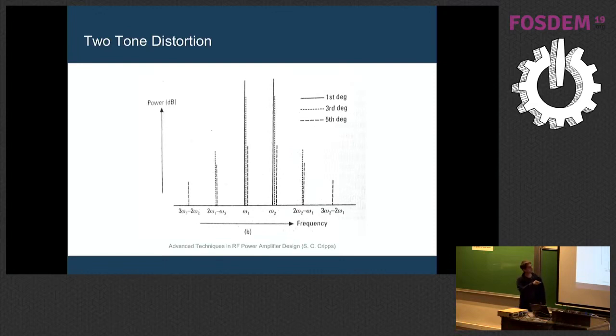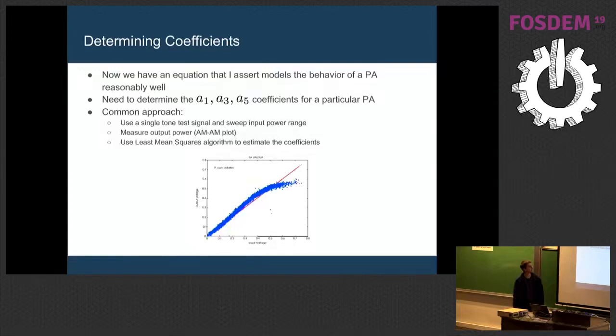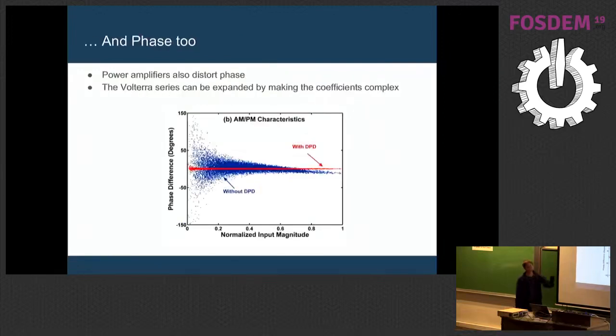And also, if you have something like this, you can see that the ninth order isn't actually contributing anything meaningfully because we don't have a spur here. So that also tells you how many terms you need to represent your power amplifier, which is fun. Like I said, it's also going to distort your phase.